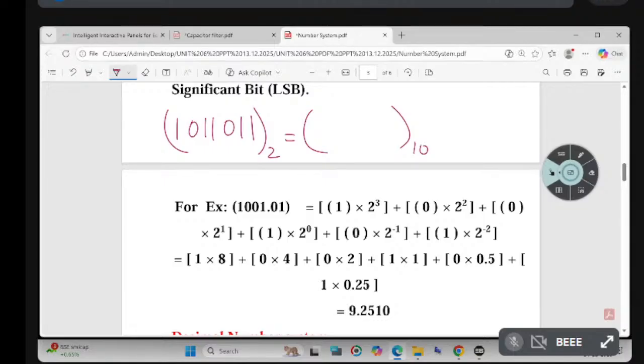What is the answer? 170. How much is this? 1 into 2 power 7. 0 1 0 1 2 3 4 5 6. Right, 6. 2 to the power of 6. How much? 91.